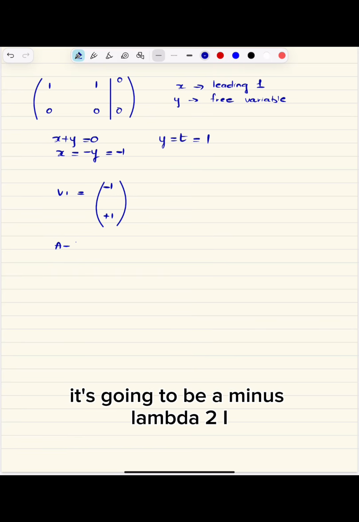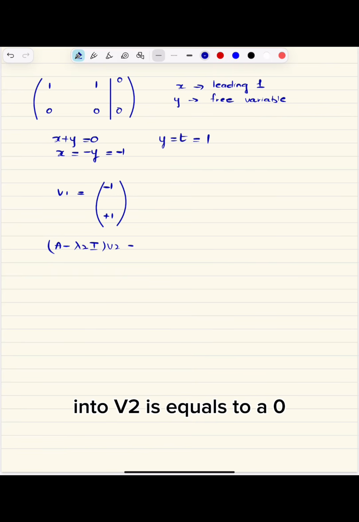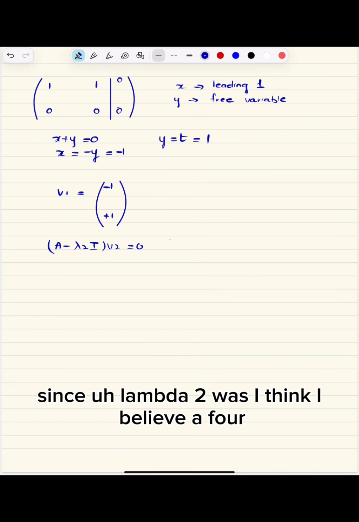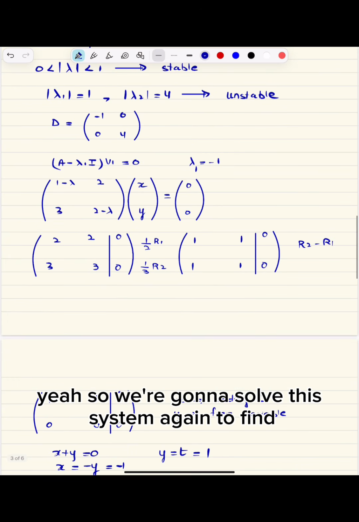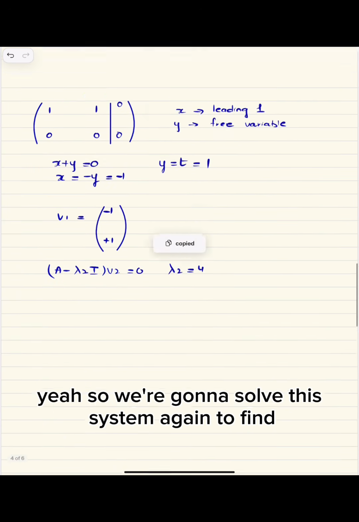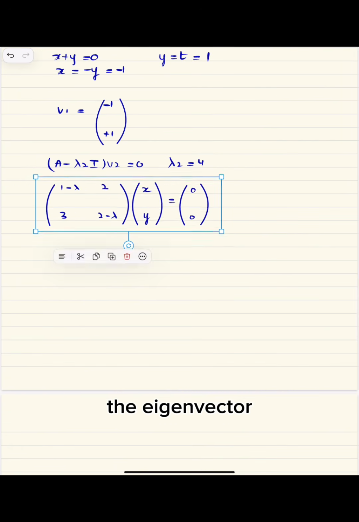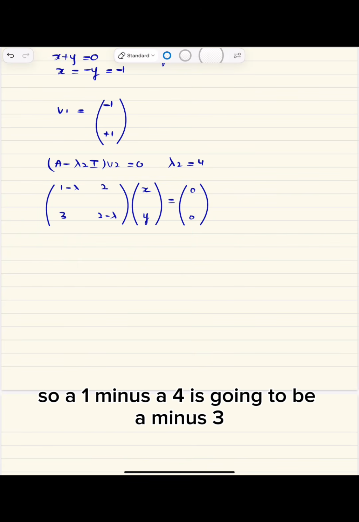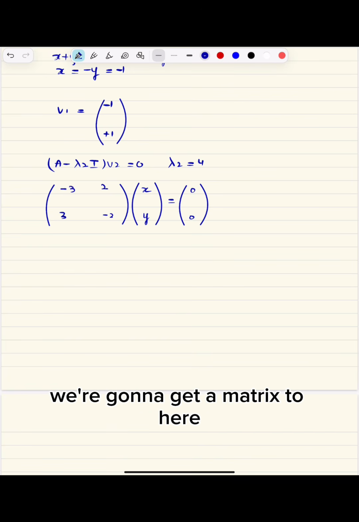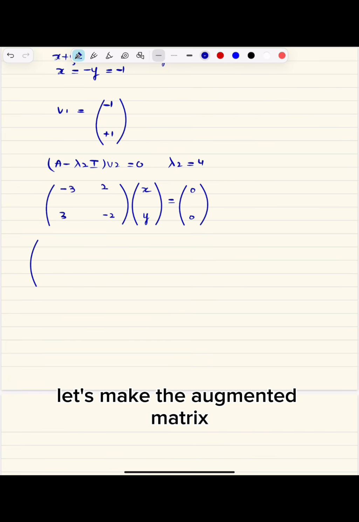It's going to be A minus lambda 2 I times v2 is equal to 0, since lambda 2 was, I believe, 4. Yeah. So we're going to solve this system again to find the eigenvector. So 1 minus 4 is going to be minus 3. We're going to get a minus 2 here. Let's make the augmented matrix.